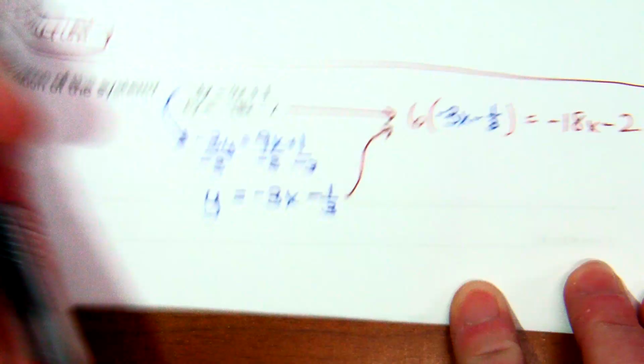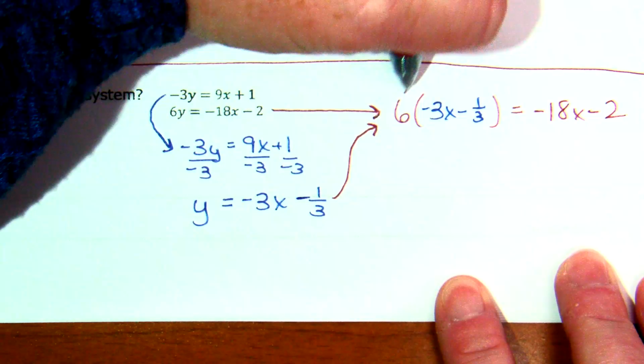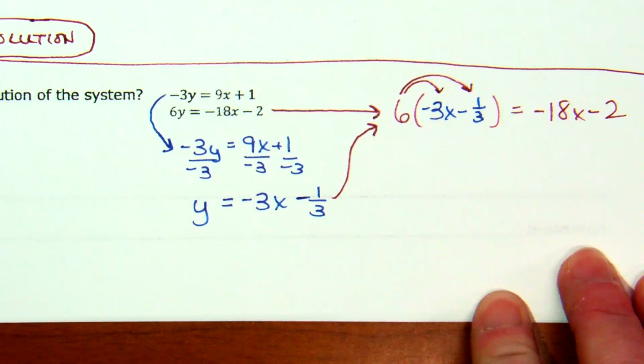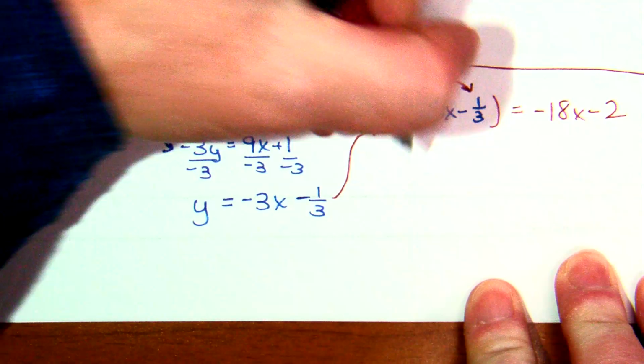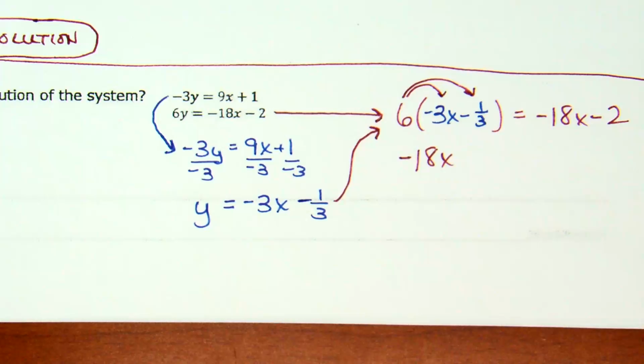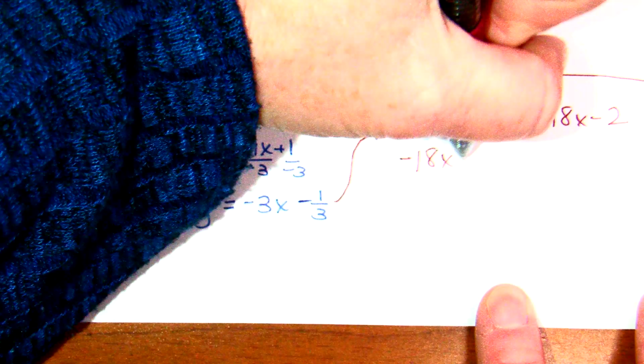Okay. Just like all of our other problems, we need to distribute. Nice news is when we distribute, my fraction's going to be gone. So it's not a bad fraction. 6 times negative 3x, negative 18x. 6 times negative 1/3, negative 2. 1/3 of 6 is 2, negative 2. I thought I was doing something wrong.